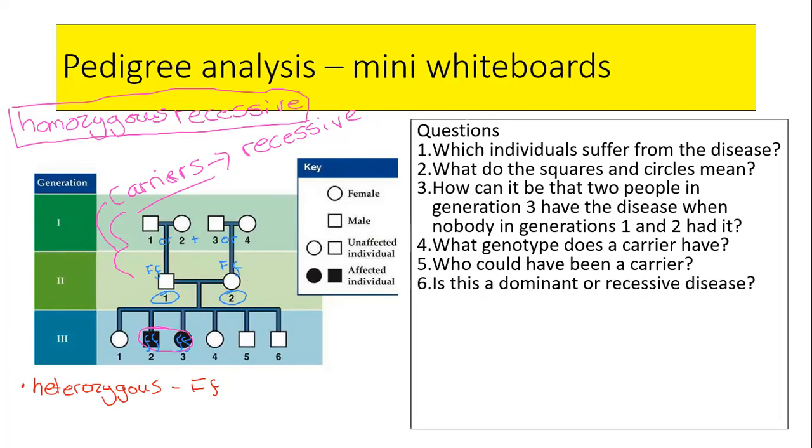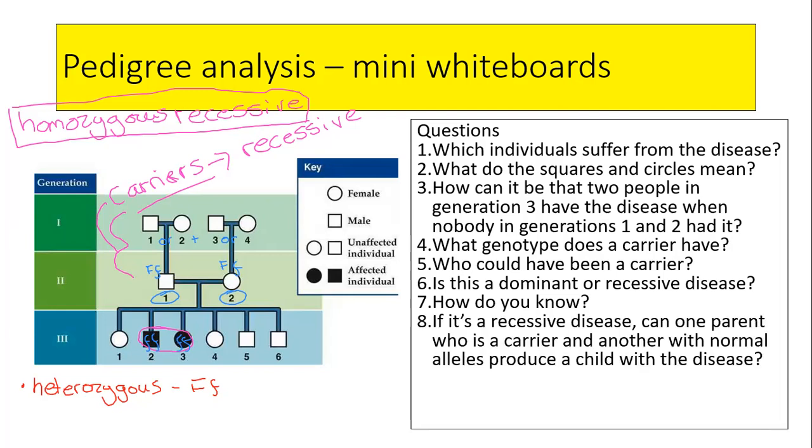Is this a dominant or recessive disease? Well, it's clearly a recessive disease because neither of the first or second generation are affected, yet we have individuals in the 3rd generation who are affected, so that insinuates that this is a recessive disease. How do we know? We've just explained that through the workings.